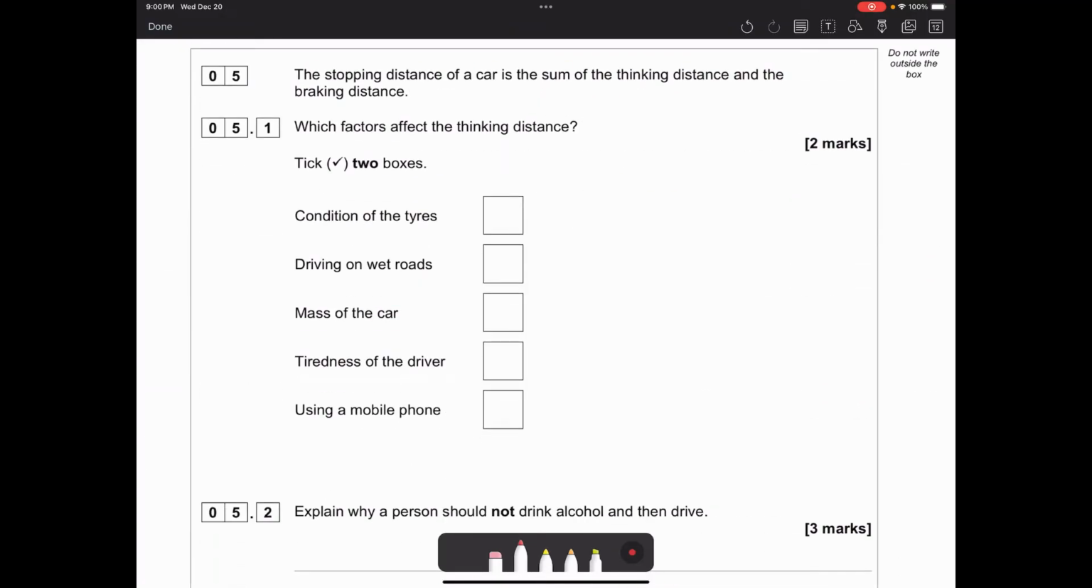Right, question number 5 then. The stopping distance of a car is the sum of the thinking distance and the braking distance. Which factors would affect the thinking distance of a car?